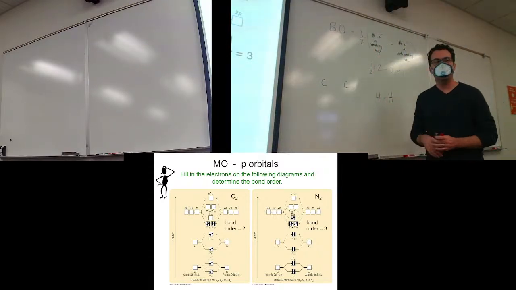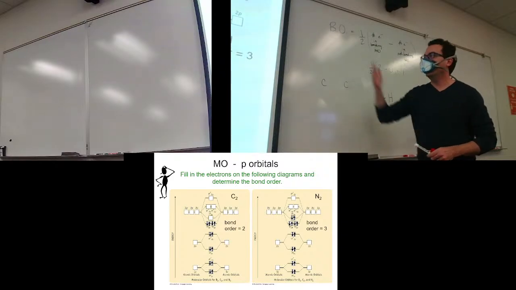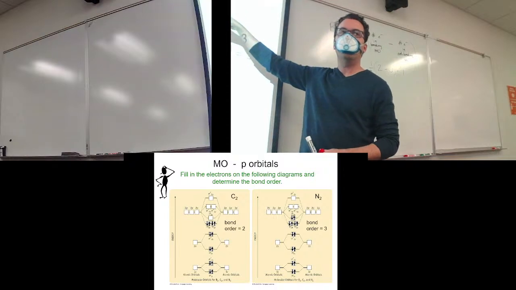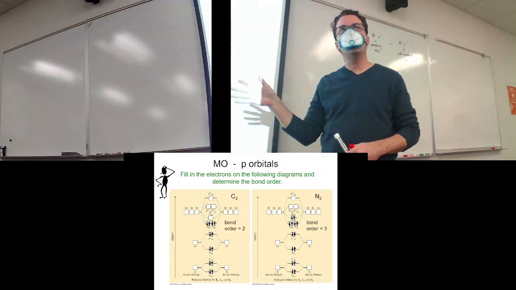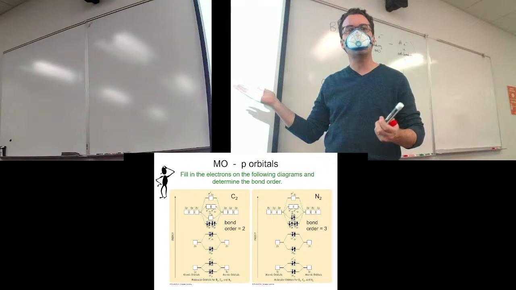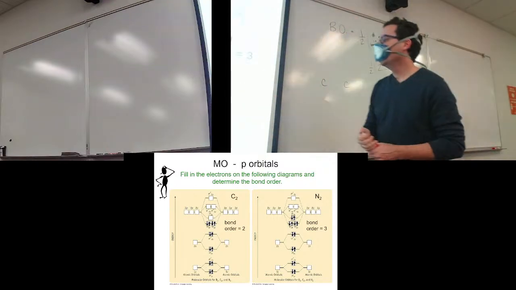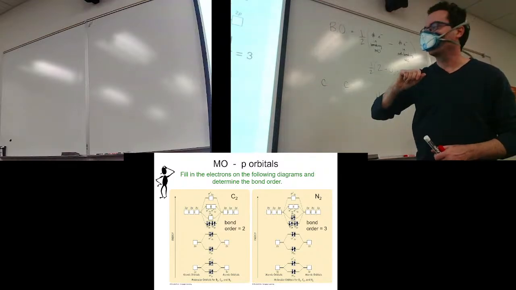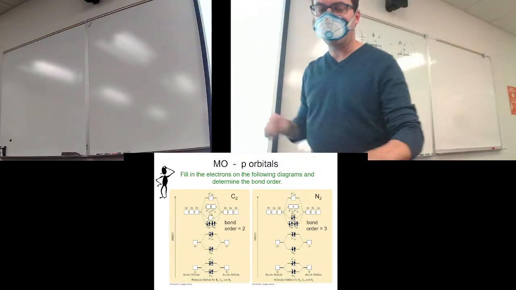For nitrogen, that shouldn't be a big surprise. Nitrogen has a triple bond when we do Lewis structures, and this agrees with it. You get 10 electrons in bonding orbitals, 4 electrons in antibonding orbitals. 10 minus 4 is 6. Half of 6 is 3. But what Lewis structures doesn't show you is that this is going to be diamagnetic for sure. All paired electrons.